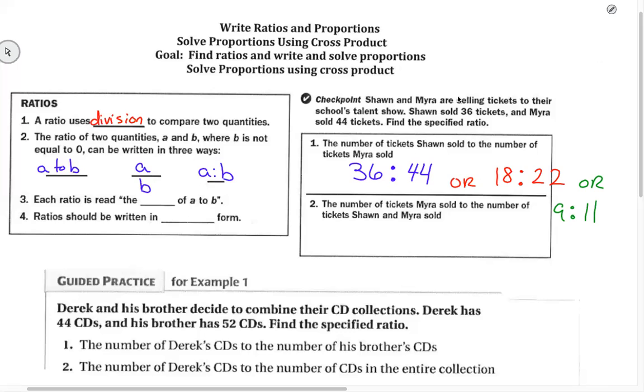9 to 11. Now, why are these important things to know? Well, let's just say Louie and I work making widgets. That's what they use all the time in math. Let's just say Louie and I assemble watches. Louie can assemble 9 watches in an hour, and I can assemble 11 watches in an hour.